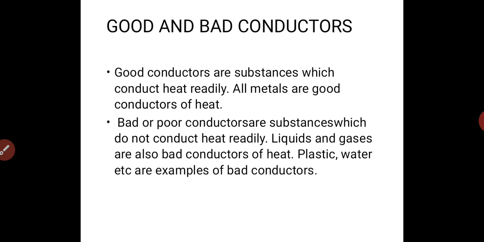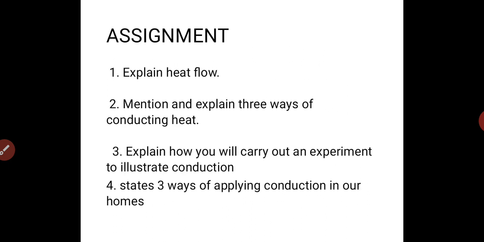So this brings us to the end of today's lesson. At the end of this lesson, I believe you must be able to explain how heat flows. You must be able to mention and explain three ways in which heat can be conducted. Then we should be able to explain how we can carry out an experiment to illustrate heat conduction, and we should be able to state three ways of applying conduction in our homes. So this is the assignment, and you are expected to submit it latest by Saturday this week. Explain how heat flows, mention and explain three ways of conducting heat, explain how you will carry out an experiment to illustrate conduction, and state three ways of applying conduction in our homes.